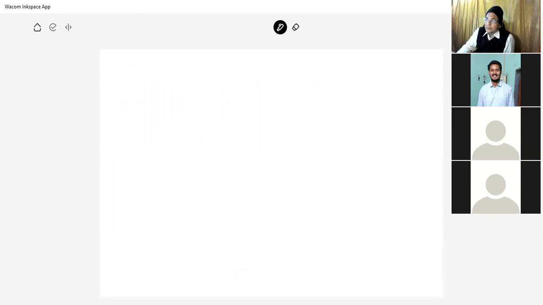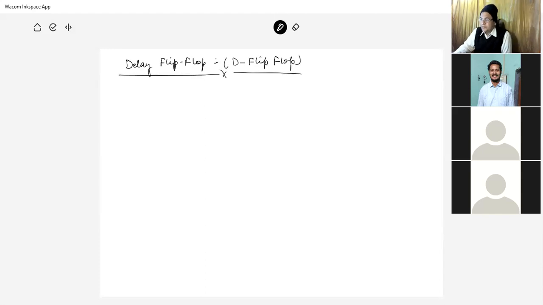Now, if we have to avoid these things, then we use the delay flip-flop. Delay flip-flop, it is also called as D flip-flop. D flip-flop or T flip-flop. The next point is toggled flip-flop.